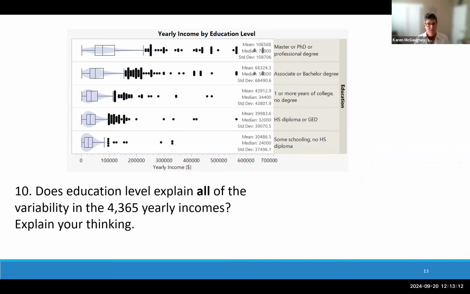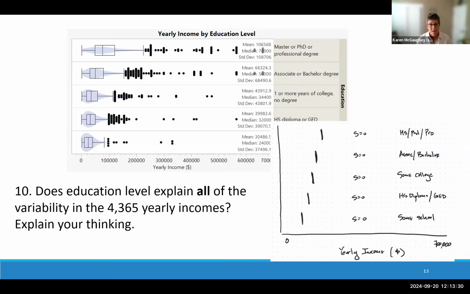Another follow-up question: does education level explain all of the variability in those yearly incomes? Right here, recognizing that no, that's not the case. And if it did, if education level did explain all of the variability, then those standard deviations inside the education levels would be 0, because there would be no variation in yearly income left after we account for the education level.